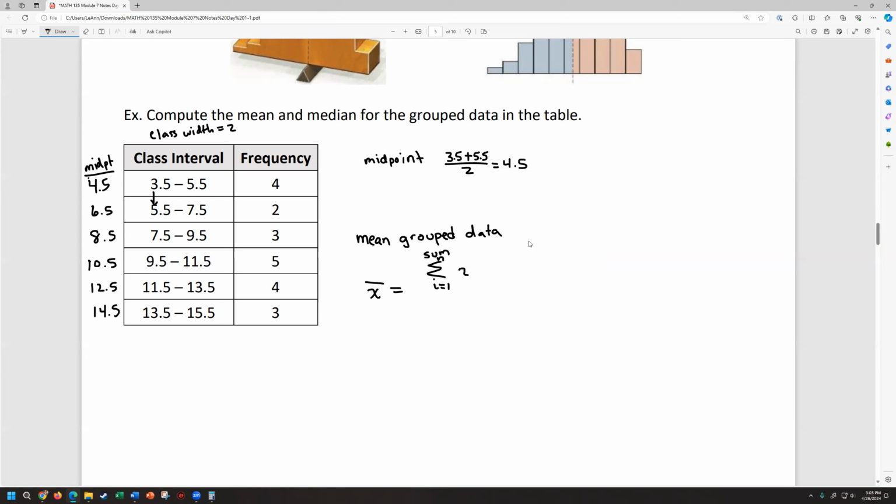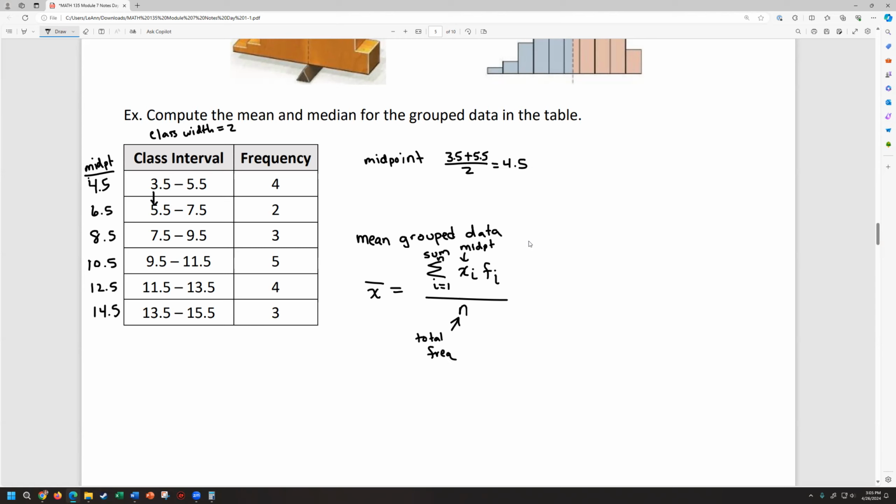And what we're going to do is take our midpoint, that's what this guy is, for each interval, and we're going to multiply it by the frequency. How many of them were there for each interval? So you do midpoint times frequency, midpoint times frequency, midpoint times frequency. You do that for all of them. Then we add them all together because it's a sum. And then we divide by the total number of frequencies. That's what our n is.